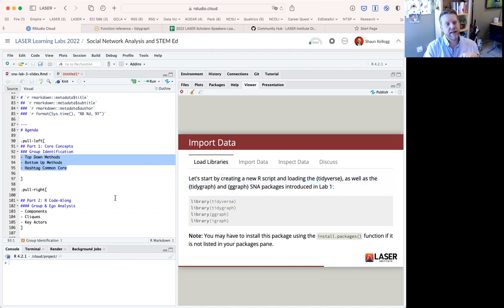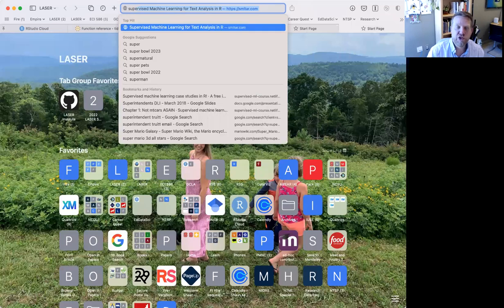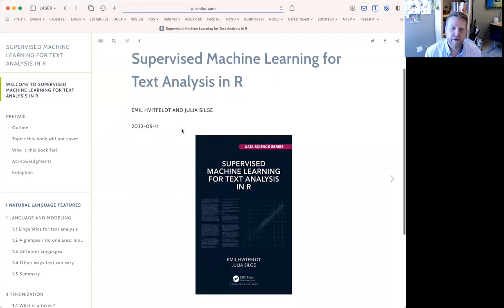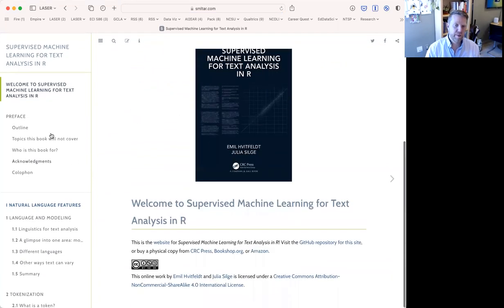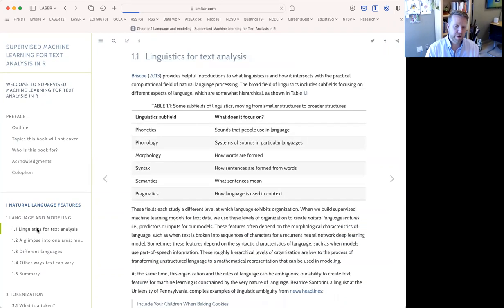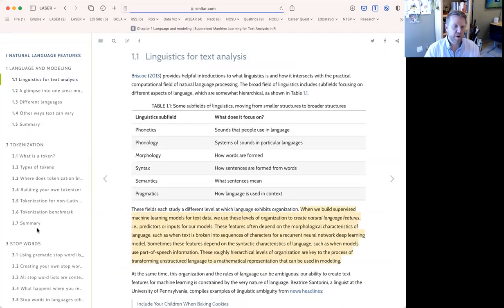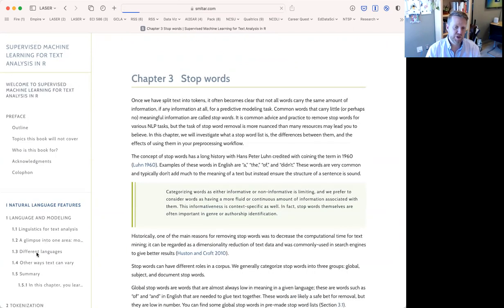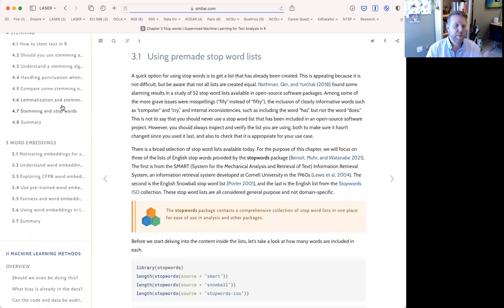And this mix of code and text can be translated and turned into slides. It can be turned into web pages. It can be actually turned into supervised machine learning text analysis in R. This online book, this whole book is actually a bunch of R Markdown documents that have been knitted and turned into an entire book. So R Markdown is super, super powerful. You can create books, you can create web pages, you can create blogs, a whole mess of things.